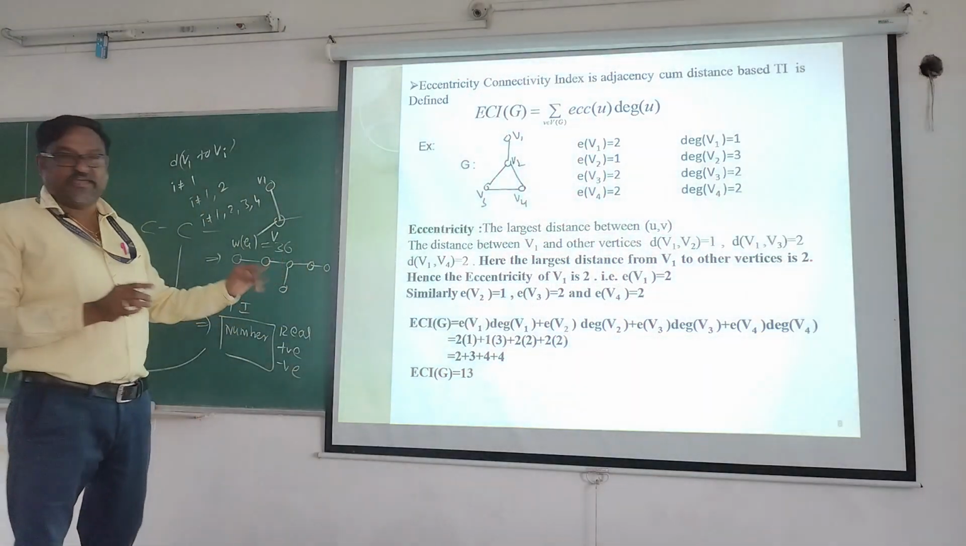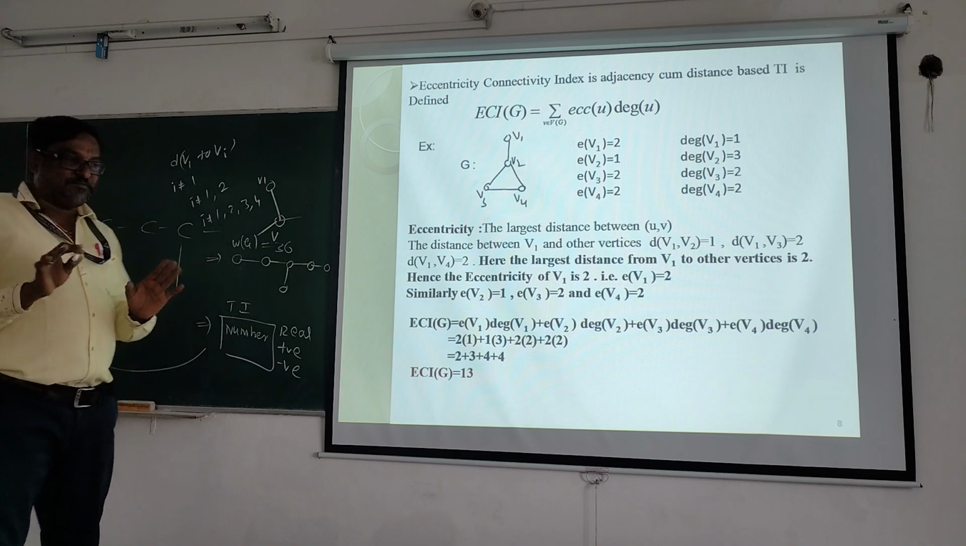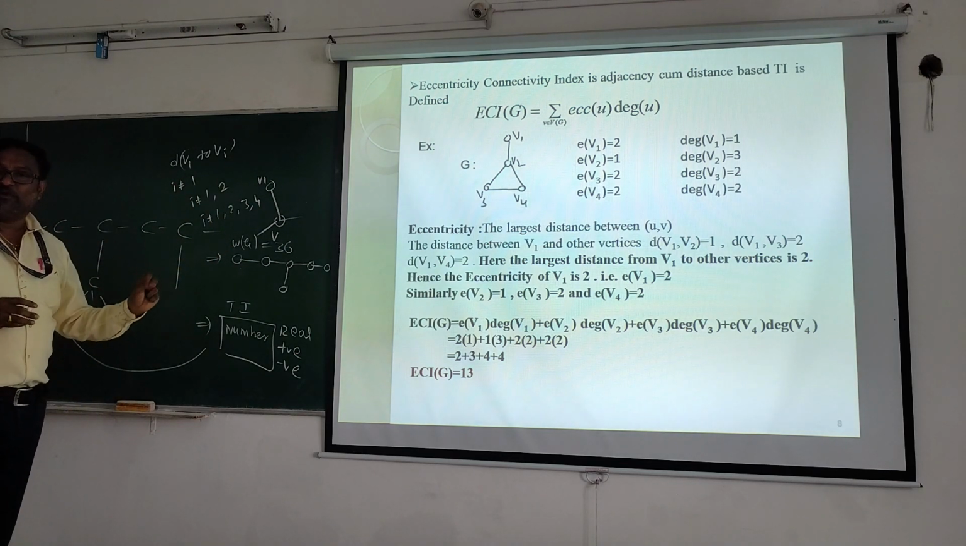It is again a number. As we mentioned, a topological index is a numerical value which helps us to predict physical and chemical properties of the given molecule.